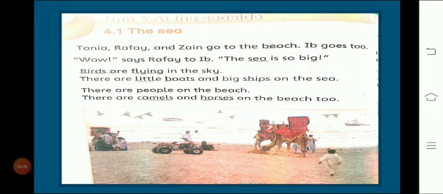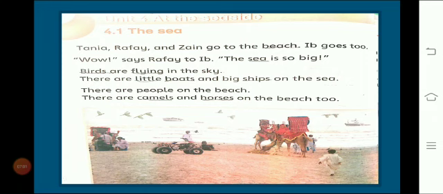Tanya, Rafe and Zen go to the beach. Ibi goes too. Wow, says Rafe to Ibi. The sea is so big. Birds are flying in the sky. There are little boats and big ships on the sea. There are people on the beach. There are camels and horses on the beach too.